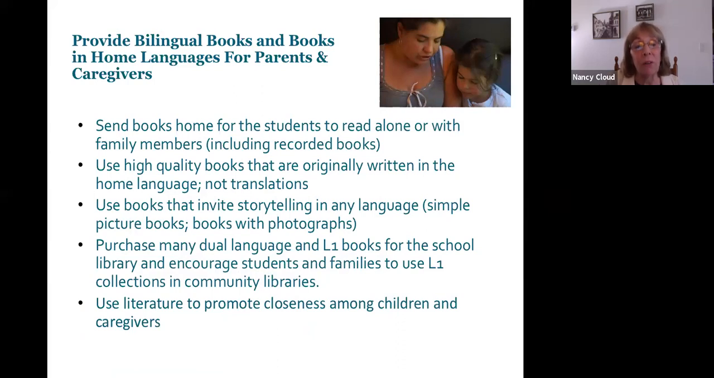But make sure that it's high quality books that are originally written in the home language so that it will reflect the home language community. And make sure that some of the books invite storytelling in any language.